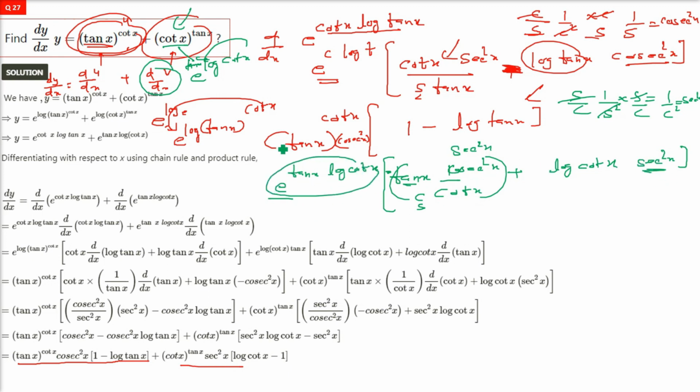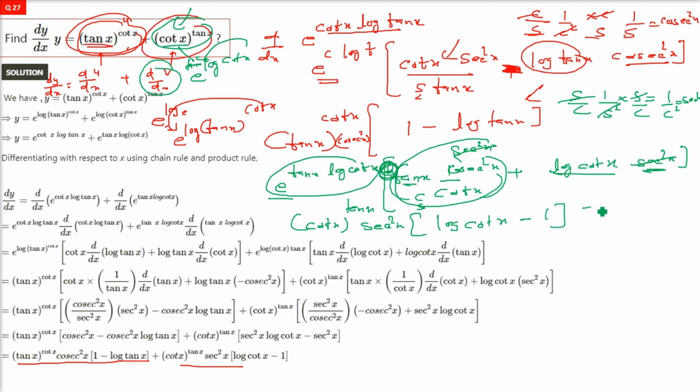Where did we get cot x to the power 10x from? So you can write it as cot x to the power 10x. Then we have sec square x, you can just take common. Since we have a negative, minus cosec square it came. So now log cot x will be here and this negative here, and then we can just write 1 because we already taken sec square x common. This is 1, this is 2, and just add these two and you will get the final answer.